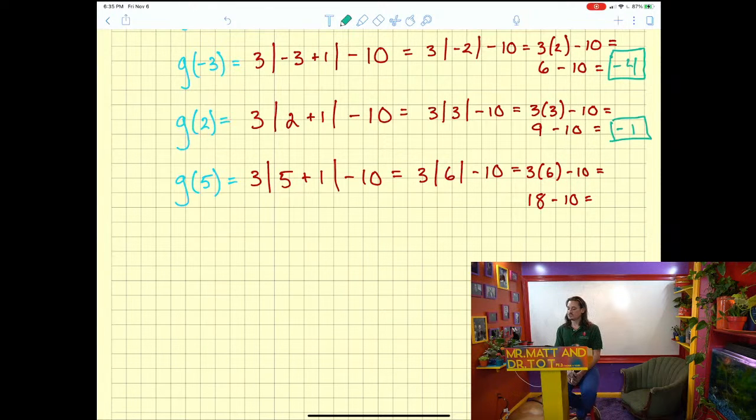And finally, we have g of positive 5. So we're going to have 3 times the absolute value of 5 plus 1 quantity minus 10. So 5 plus 1 is 6. The absolute value of positive 6 is still positive 6. So we're going to end up with 3 times positive 6 minus 10. 3 times 6 is 18. 18 minus 10 is positive 8.